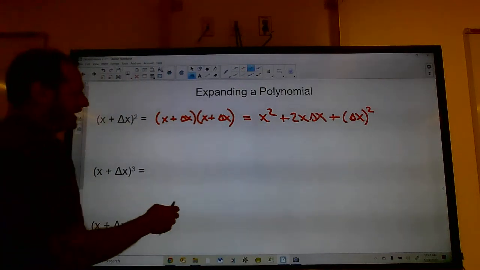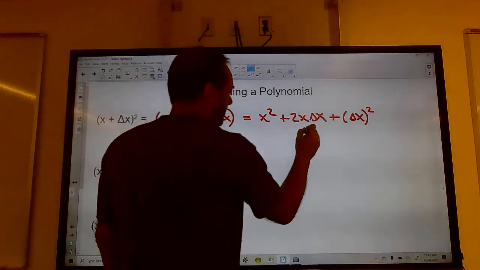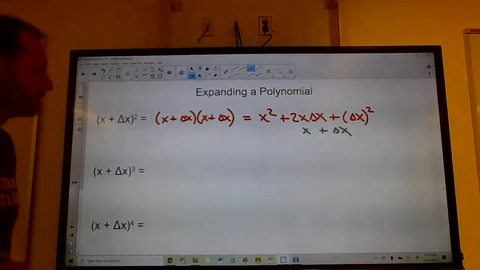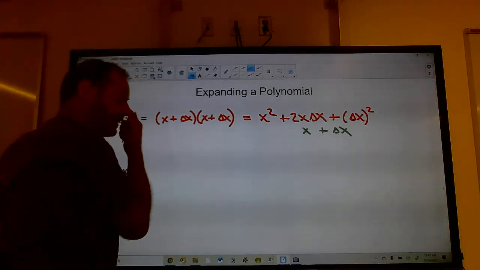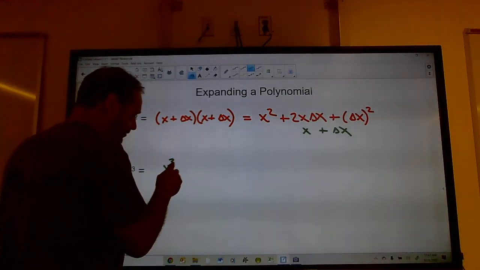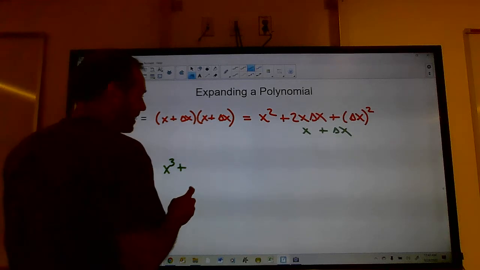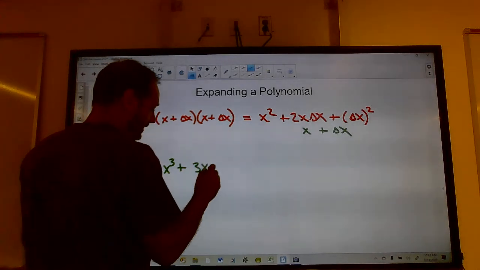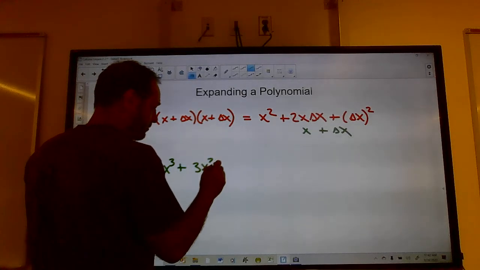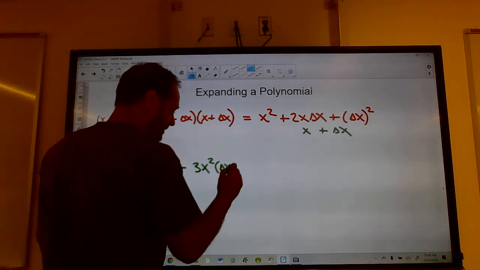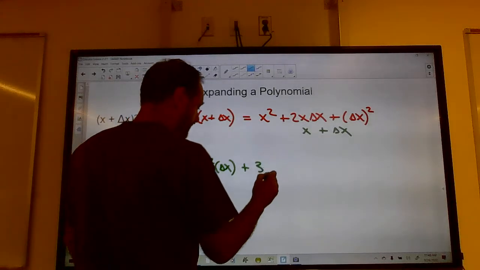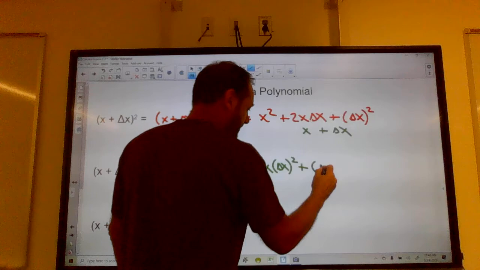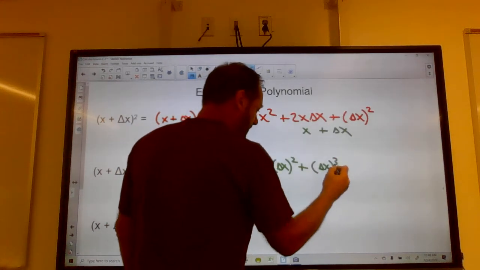If I want to cube that, I can take this and multiply it by x plus delta x if I wanted to. Or I could use the binomial theorem. I'm going to get x cubed plus 3x squared delta x plus 3x delta x squared plus delta x cubed.